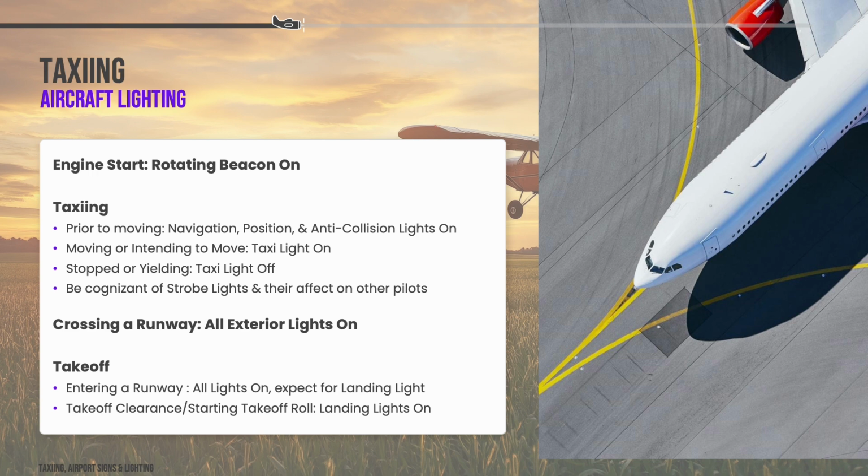Be cognizant of strobe lights and their effect on other pilots. Okay, so we don't want to blind somebody with our strobe. So if you're going to be close to somebody else, you can leave your position lights on, but you can turn the strobes off so you don't blind anybody. And then if you're crossing a runway, all the lights are required to be on while you cross that runway.